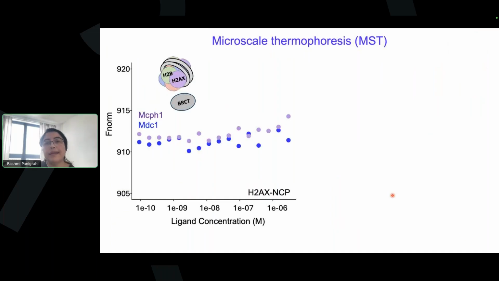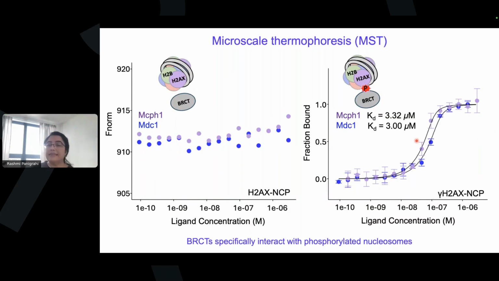Now, for one of the binding studies we performed in this project, microscale thermophoresis, we purified the BRCTs and then labeled the C-terminal histidine tag of the BRCTs. The results show that BRCT actually specifically interacts with the phosphorylated nucleosome, phosphorylation being on the serine 139 on the H2AX C-terminal tail.